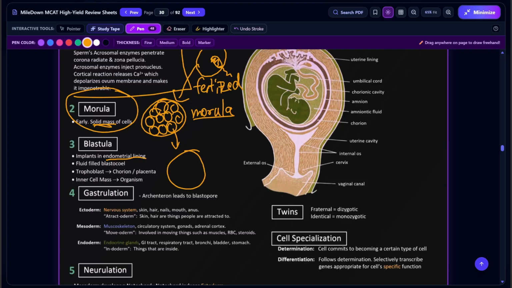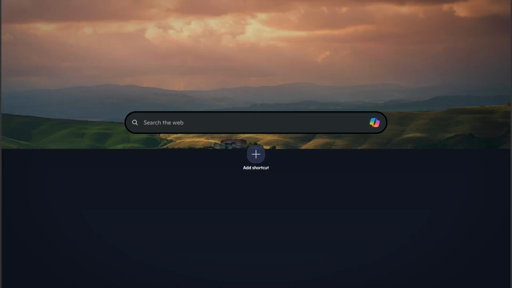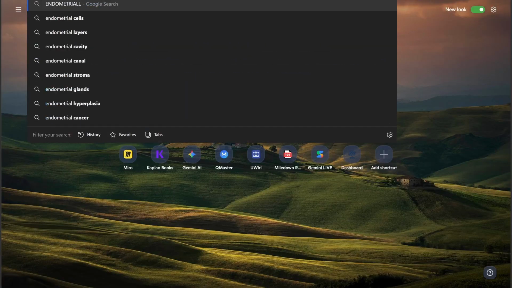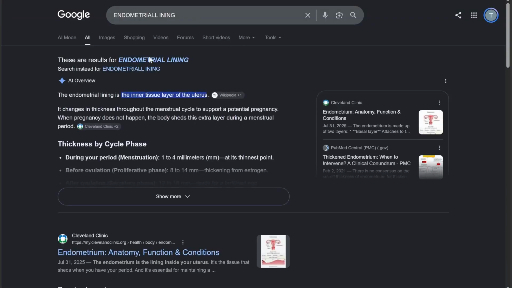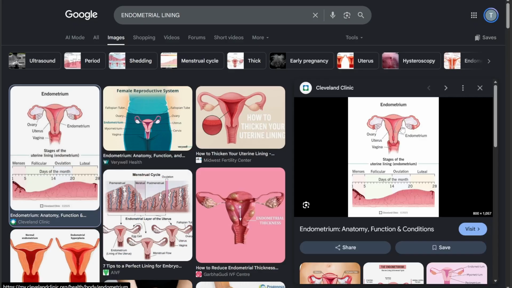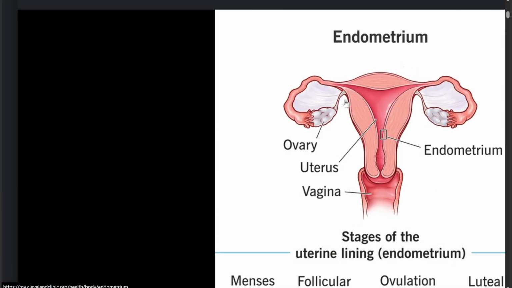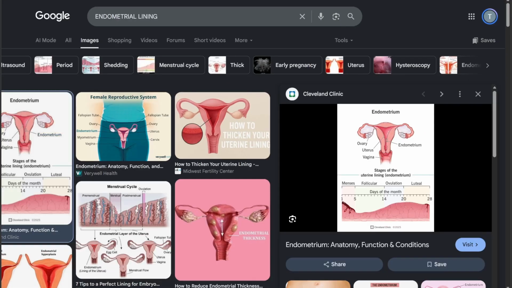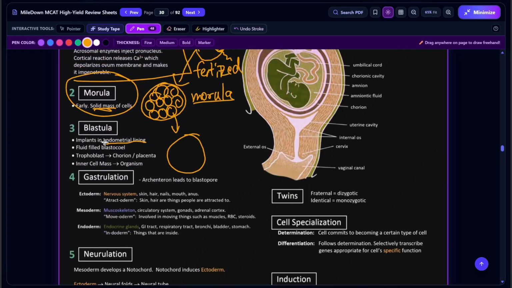So let me get a diagram of the endometrial lining. I don't know why everything is in caps. Okay, your endometrial lining is here. This is your endometrium. And remember, the egg got fertilized in the fallopian tube, and now it's going to be in the endometrium while it's a blastula. That's where it's going to implant. And upon implantation, that's where the kid starts growing.